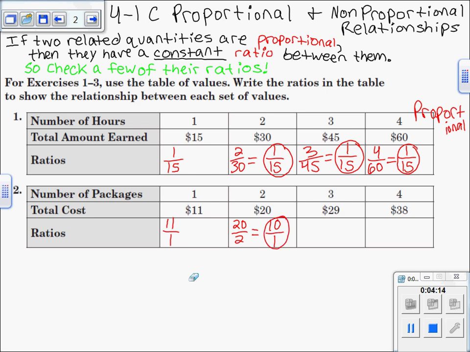Okay, so that's our ratio for that one. Now, for the third one, we have 29 over 3. 29 and 3 are both prime, so they do not simplify. And so that is our ratio for the third blank.